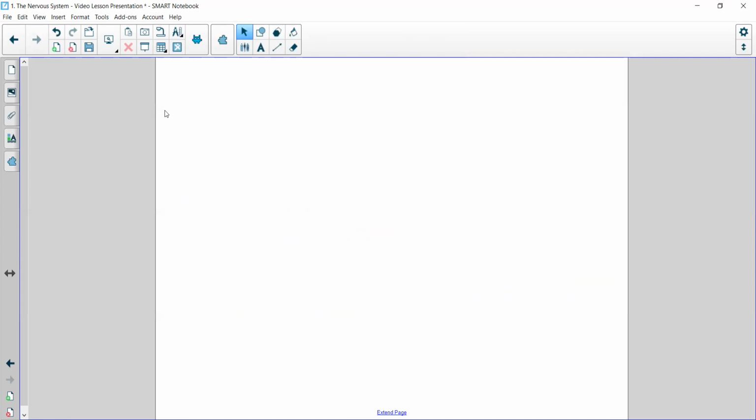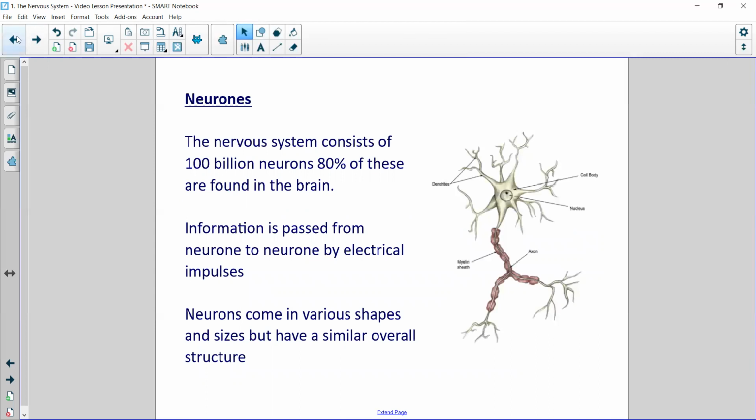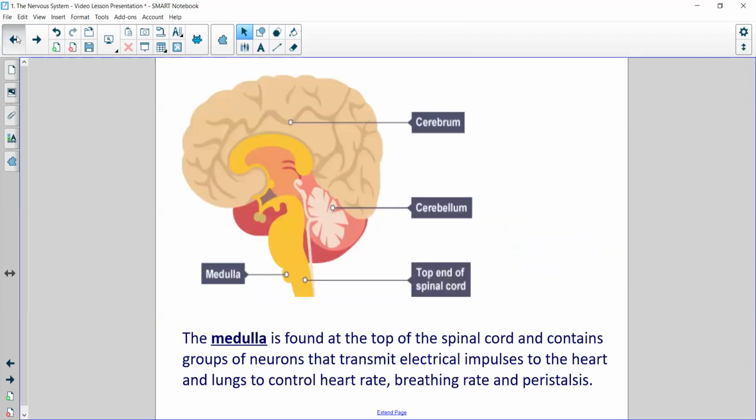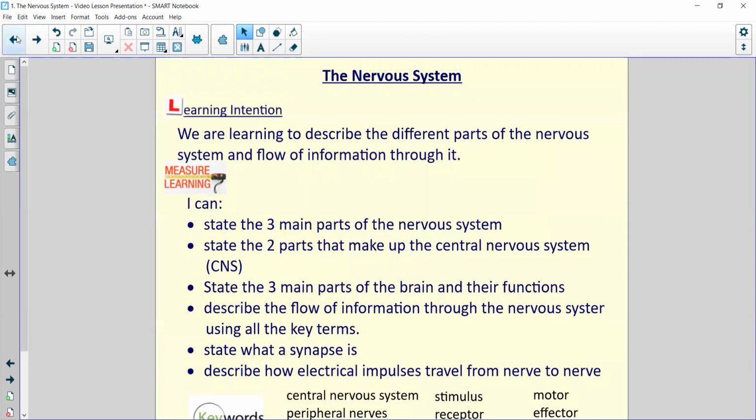Okay, so that is it for the nervous system. We have covered quite a lot of information in that. So if we go all the way back to the beginning, what have we looked at? We've covered the three main parts of the nervous system, the two parts that make up the central nervous system. We've looked at the three main parts of the brain and their functions. We've described how information flows through the nervous system and how information crosses that gap, the synapse between neurons.